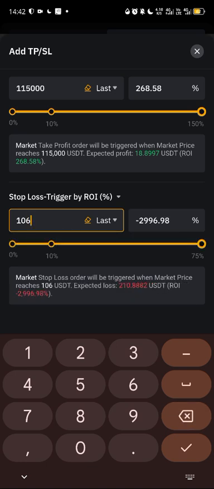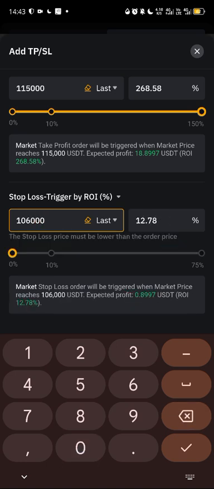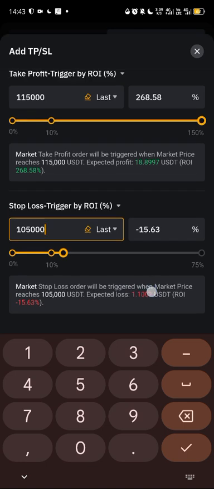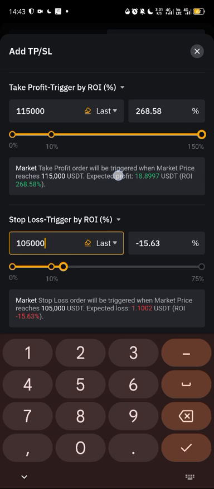I think there's a problem. So, my stop loss is 105,000, right? It means I'm risking $1.1 to make $18. That is, I'm risking 15% to make 268%. I don't know if you get it.